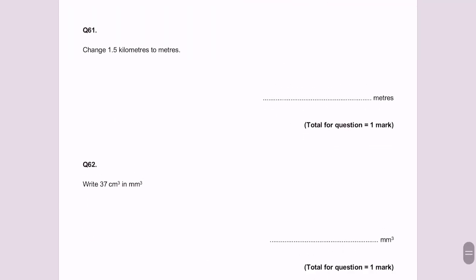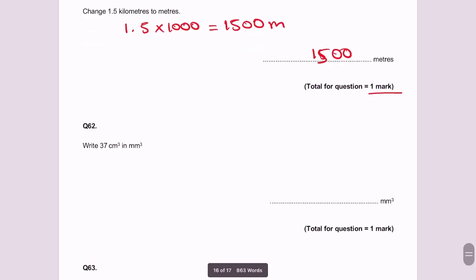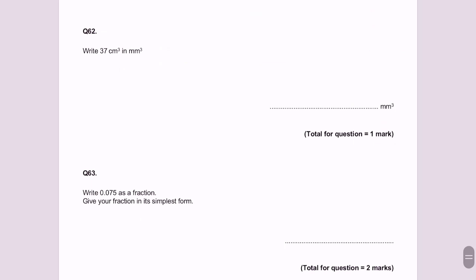Change 1.5 kilometers to meters. There are 1000 meters in a kilometer. If you're not sure, use a calculator. Don't take any chances, you could miss out on a mark. So that'd be 1500 meters. 1 mark.